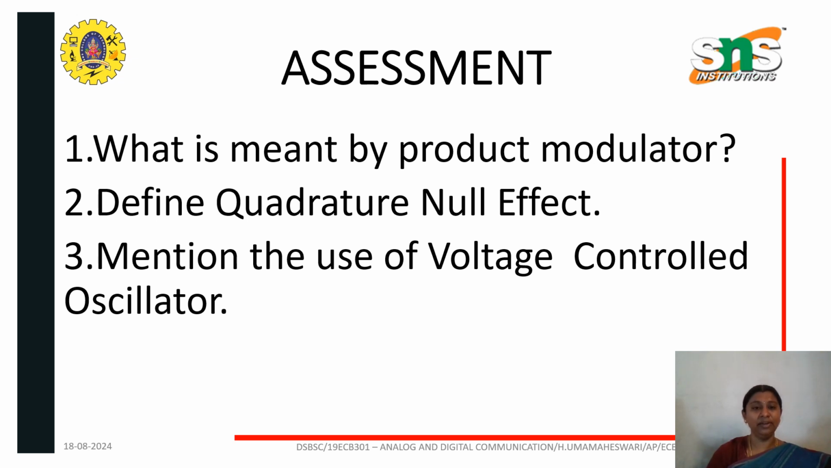What is meant by the product modulator, define the quadrature null effect, and mention the uses of voltage controlled oscillator.